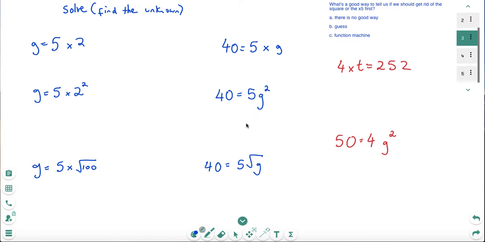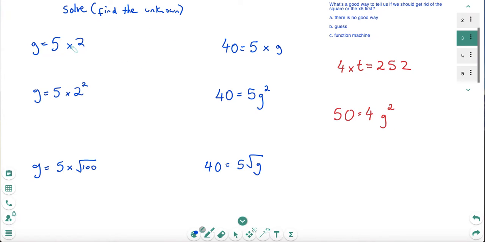This video is all about direct proportion. Before we do our direct proportion, we have to have some basic algebra knowledge. And specifically, we have to learn how to solve equations. Whenever someone asks you to solve something, all that means is to find the unknown.